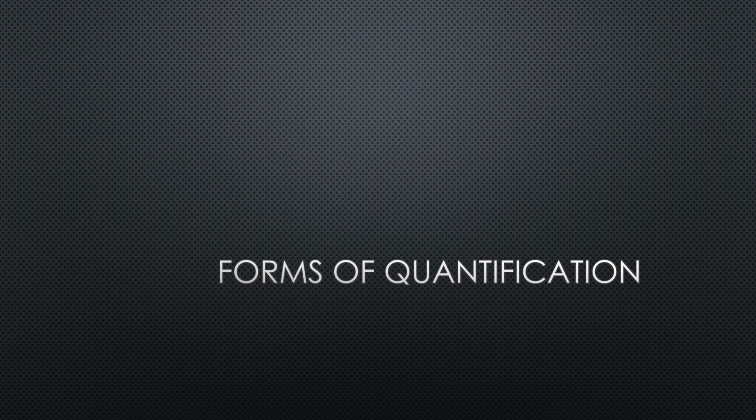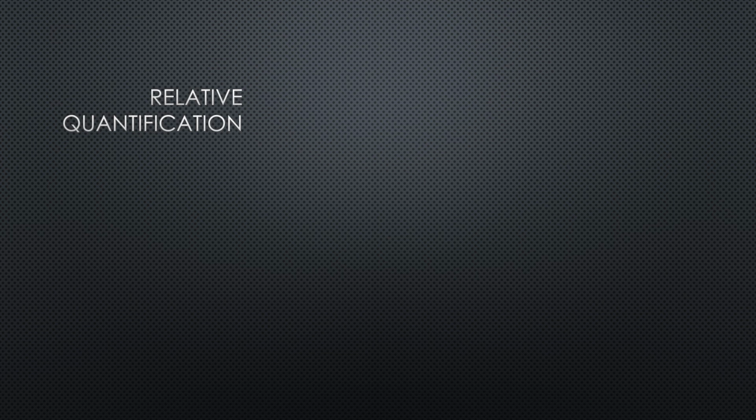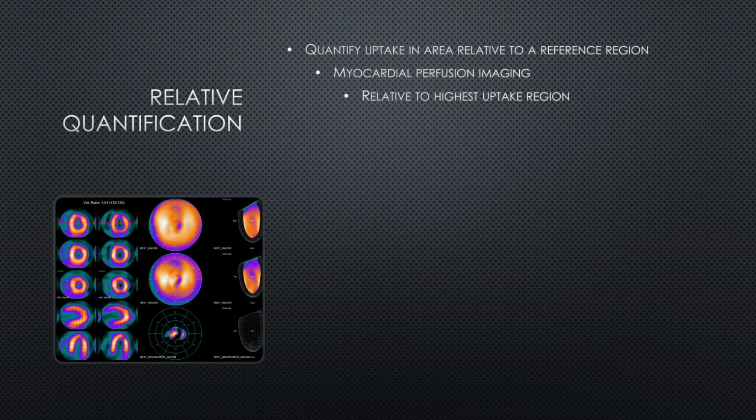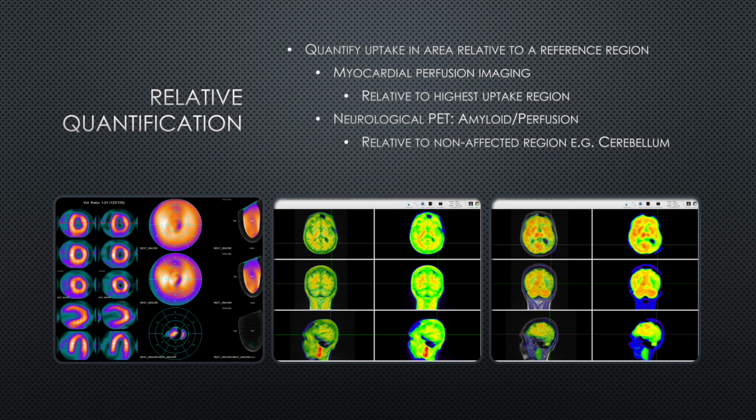What forms of quantification are there? One form of quantification we perform is relative quantification, where we quantify uptake relative to a reference region, like the highest uptake region in myocardial perfusion imaging, or to an unaffected area of interest in neurological PET, such as the cerebellum. As we've mentioned in the previous slide, we can then compare our values to a normal database.